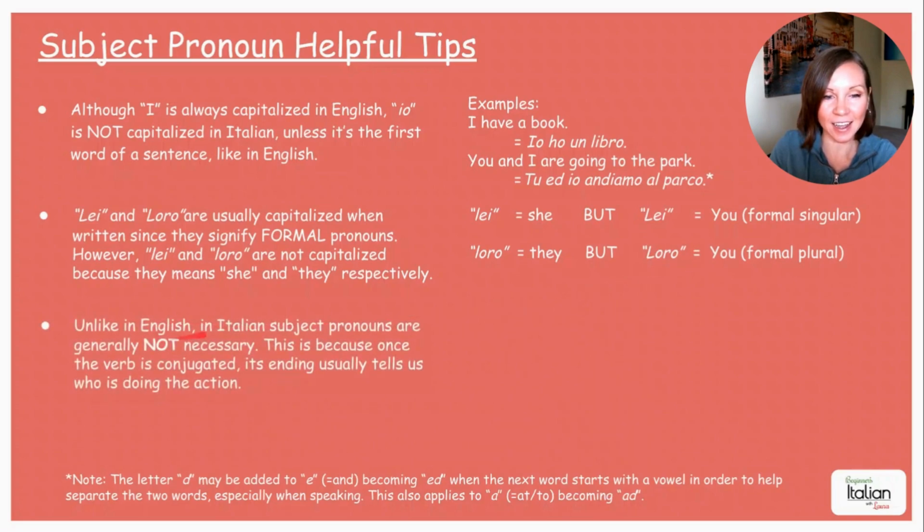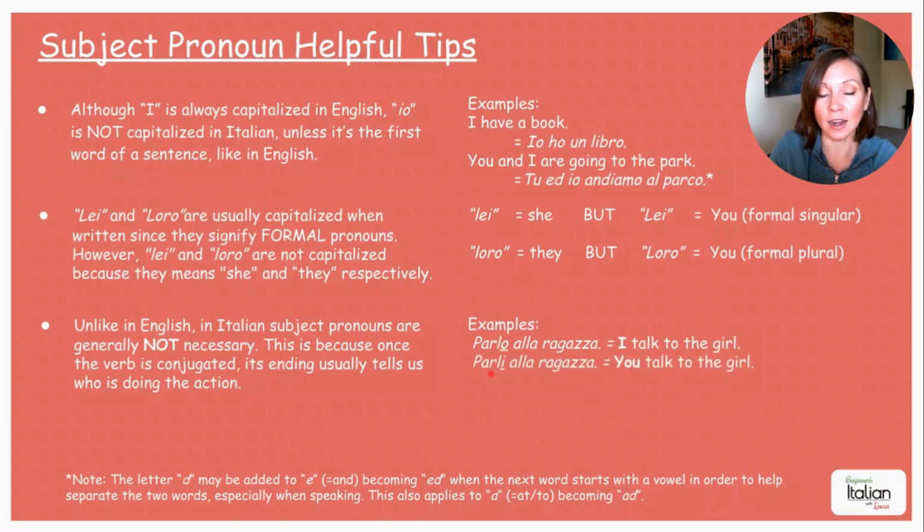Unlike in English, in Italian, subject pronouns are generally not necessary. This is because once the verb is conjugated, its ending usually tells us who's doing the action. For example, "parlo alla ragazza" is "I talk to the girl." Okay, you can tell because parlo ends in an O. We'll discuss that a little bit further in the next module. And just another example, "parli alla ragazza" is "you talk to the girl." You could tell because of the ending.